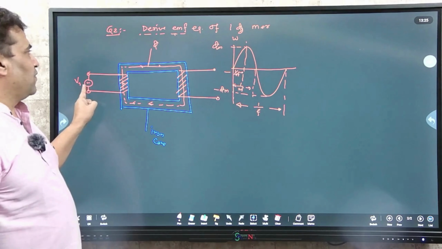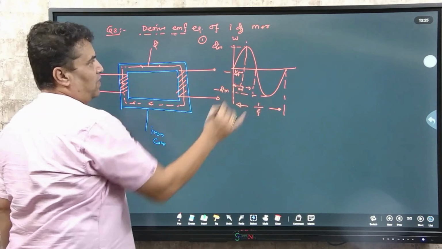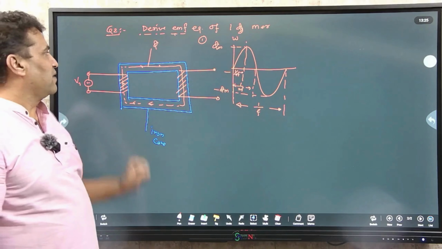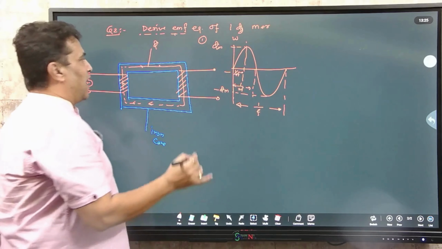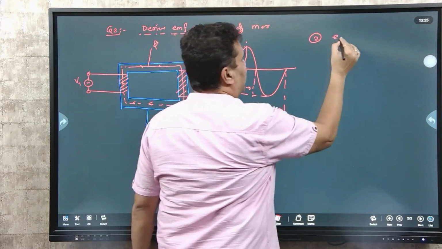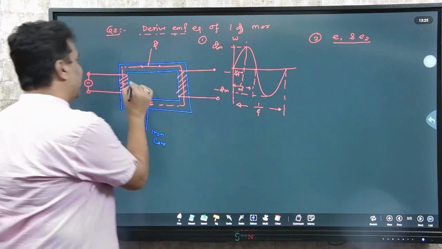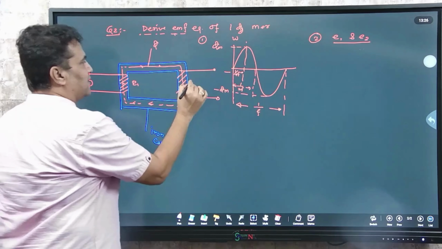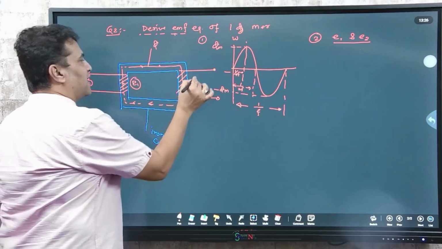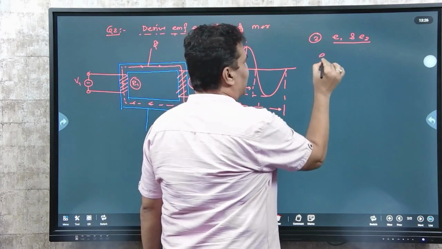So first step, when you apply alternating supply, it generates the alternating flux inside the iron core. So once the alternating magnetic flux is generated inside the iron core, second step, according to Faraday's law, there is generation of E1 and E2 across both primary and secondary. So across primary, voltage E1 is generated, across secondary, voltage E2 is generated. Now we are interested to calculate the magnitude of E1 and E2, and that's why the generated EMF is always described by Faraday's law.